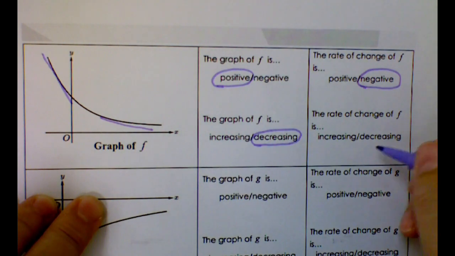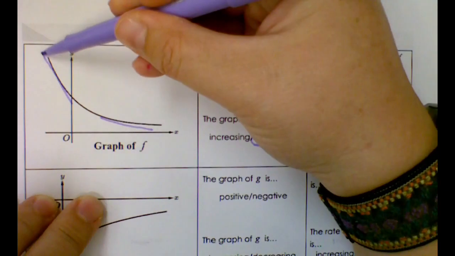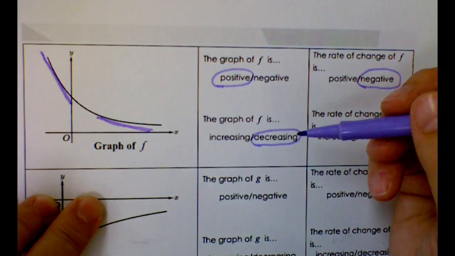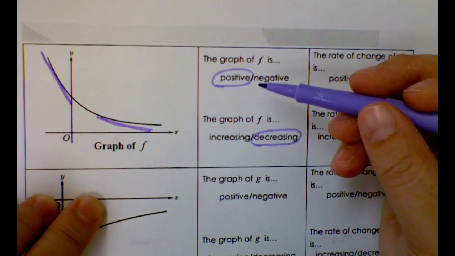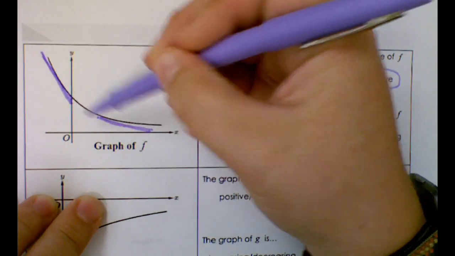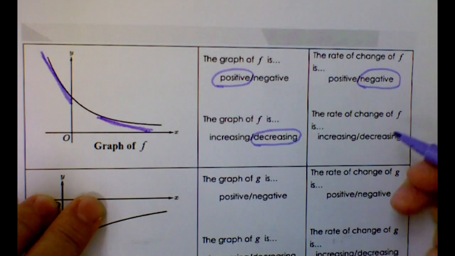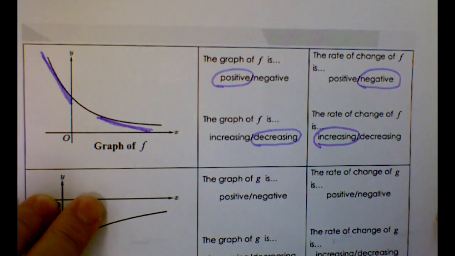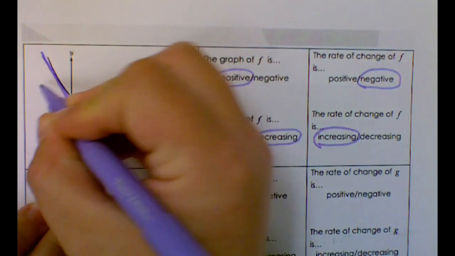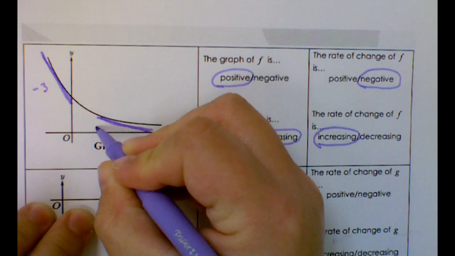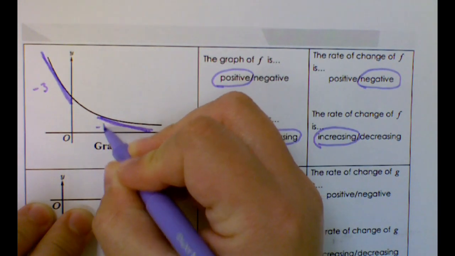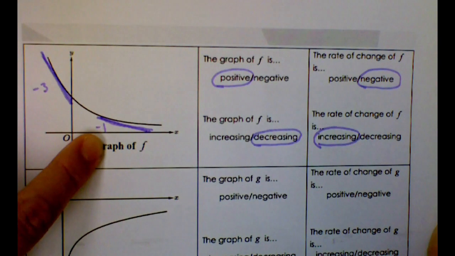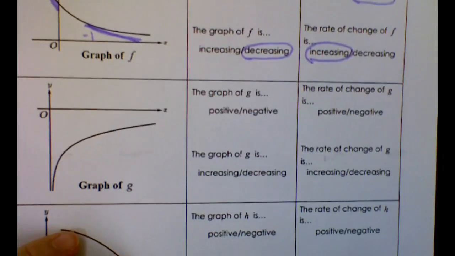The rate of change is increasing or decreasing. Well, if I look at this slope and this slope, it's less steep, but remember with negative slopes, the less steep is actually a larger value. So the rate of change is increasing because this might be a slope of -3 and this would be a slope of -1. That's actually an increasing value. So be careful with those negatives.